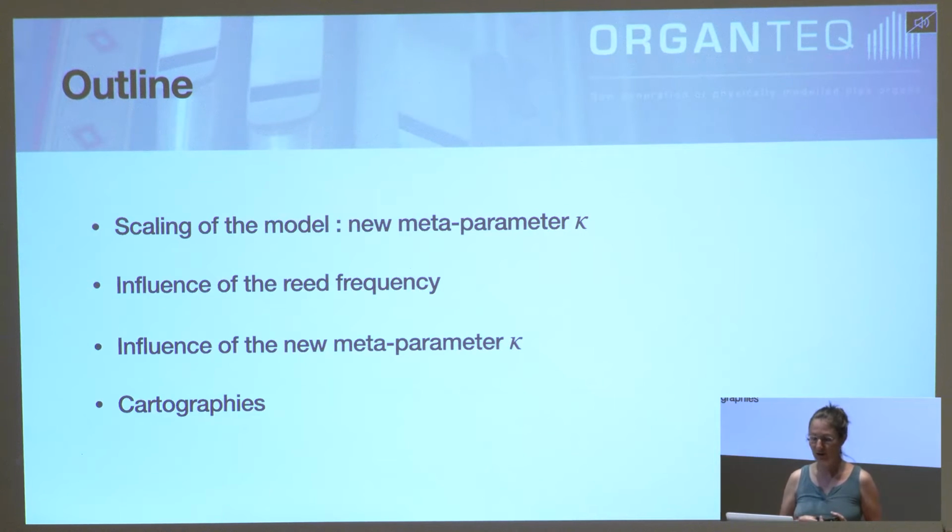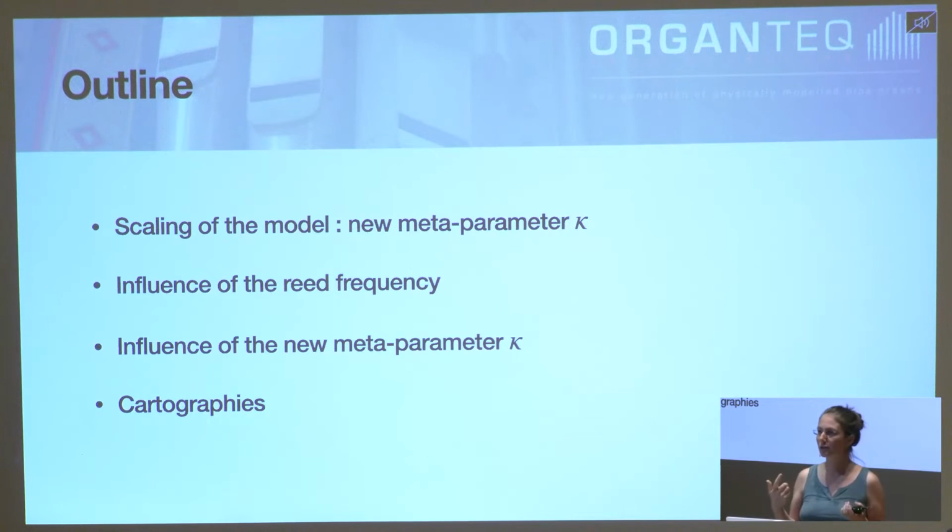And I will show you how this new metaparameter, I hope, stabilizes in some way the behavior of the system with respect to its parameters. I will show you the influence of the reed frequency when you have all metaparameters fixed, then the influence of the new metaparameter that we introduced, and hopefully I will show you cartographies. I will do it on 3 types of pipes. First, a cylinder, which you can think of as a very crude clarinet. Then a cone, which would be a very crude oboe. And then a vox humana pipe that I wanted to make you hear, but maybe in the end I can make it work.